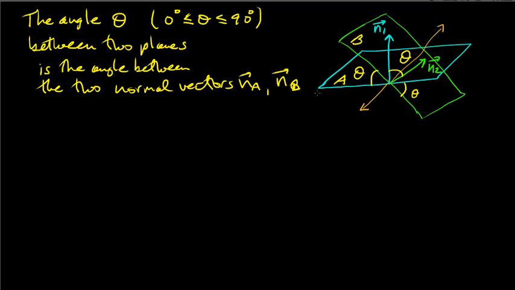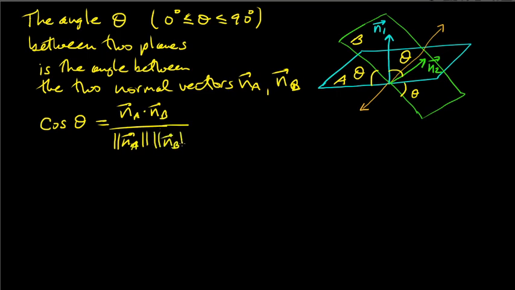So how do you find the angle between two vectors? That was a couple videos ago. That's the dot product. So the cosine of theta is just NA dot NB divided by the magnitude of NA times the magnitude of NB. Presumably the normal vectors are not unit vectors, so that's why you have to divide by their magnitudes. If you know that they're unit vectors, then you're just dividing by 1. So you can just take the dot product.